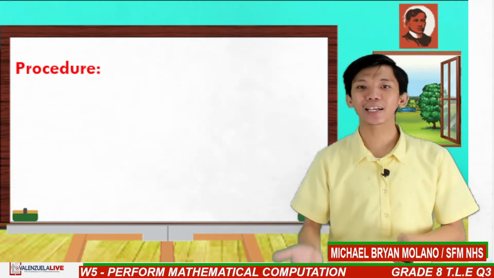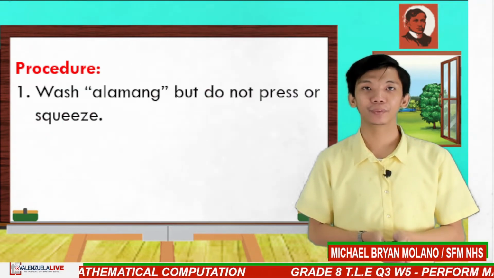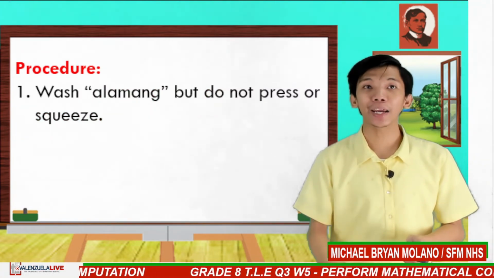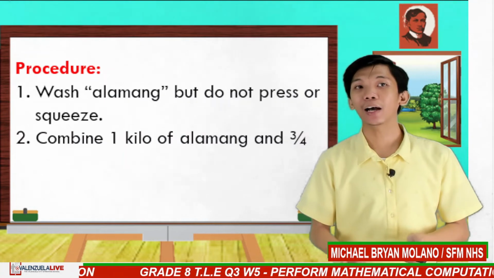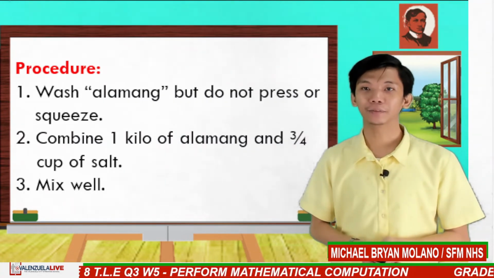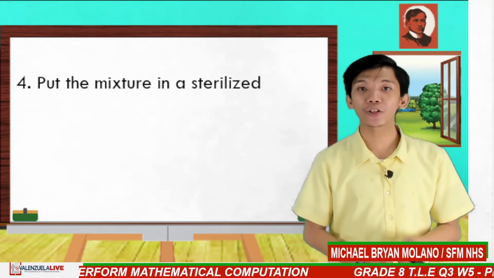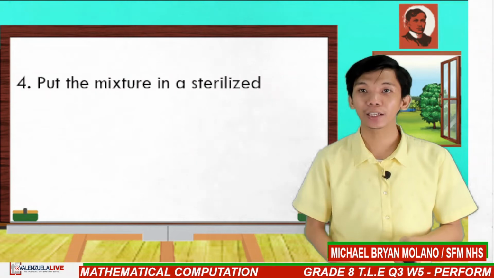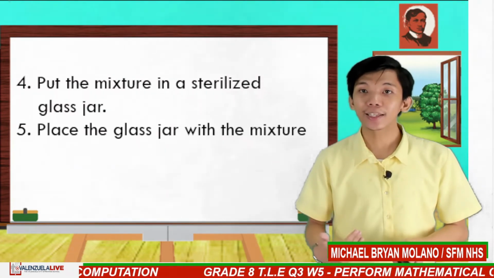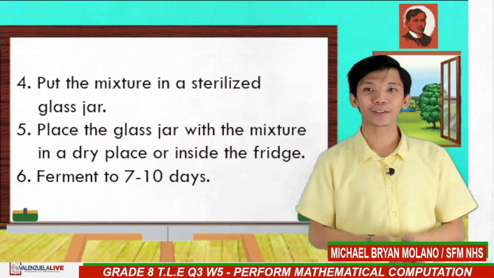Then, let us discuss the procedure in making bagoong alamang or isda. First is to wash alamang, but do not squeeze. Then combine 1 kilo of alamang and 3/4 cup of salt and mix well. After that, put the mixture in a sterilized glass jar and place the glass jar with the mixture in a dry place inside the fridge and let it ferment for 7 to 10 days.